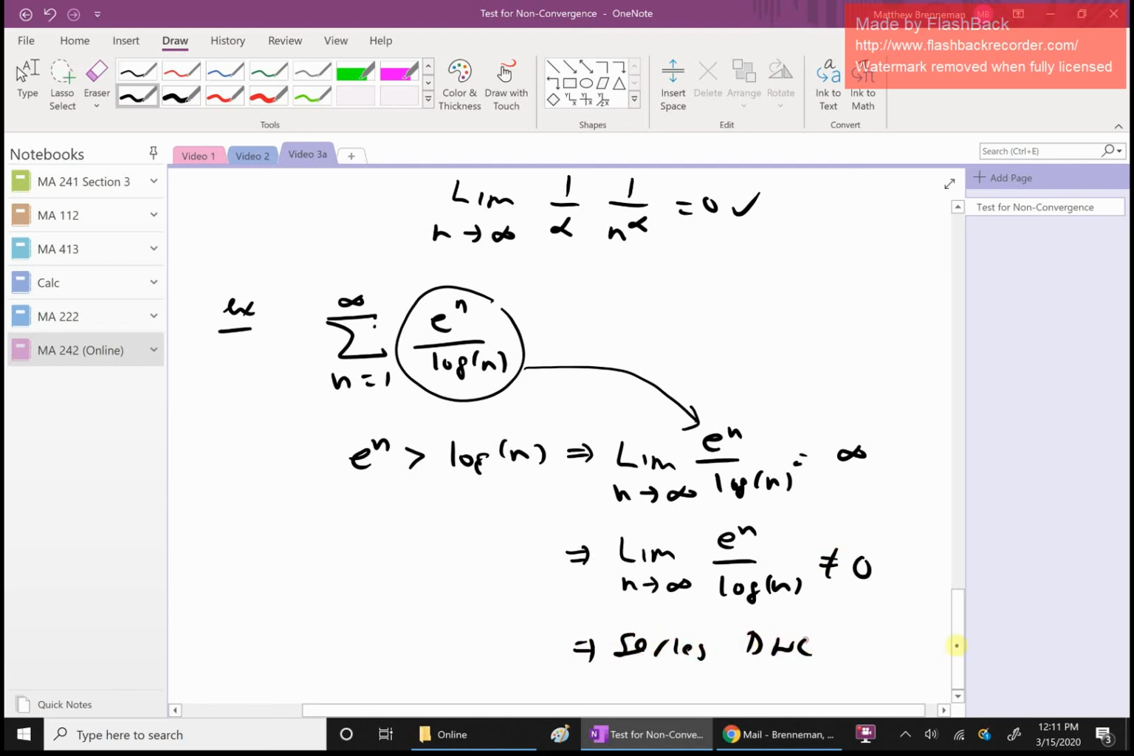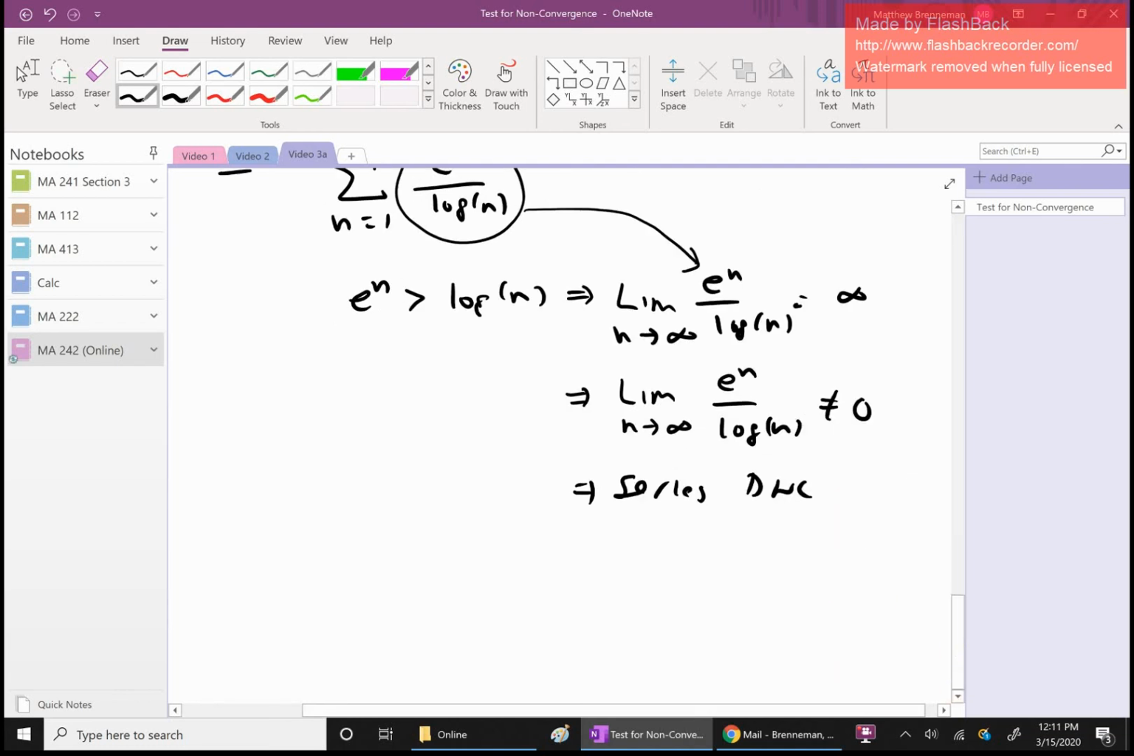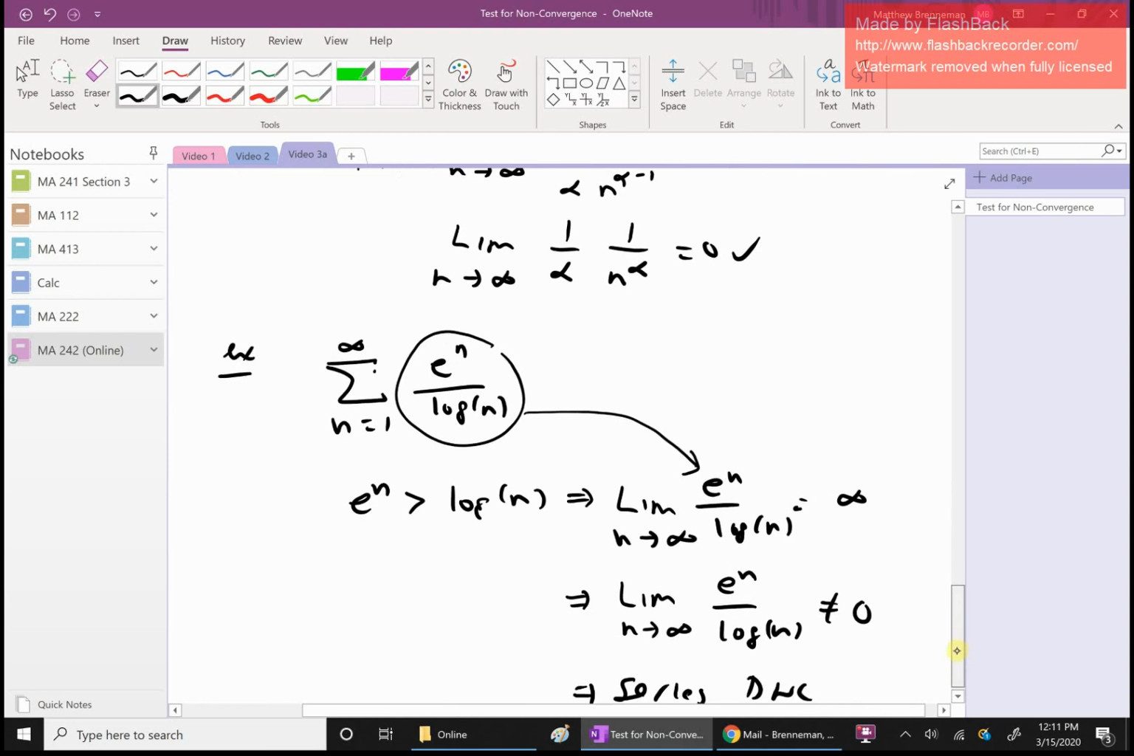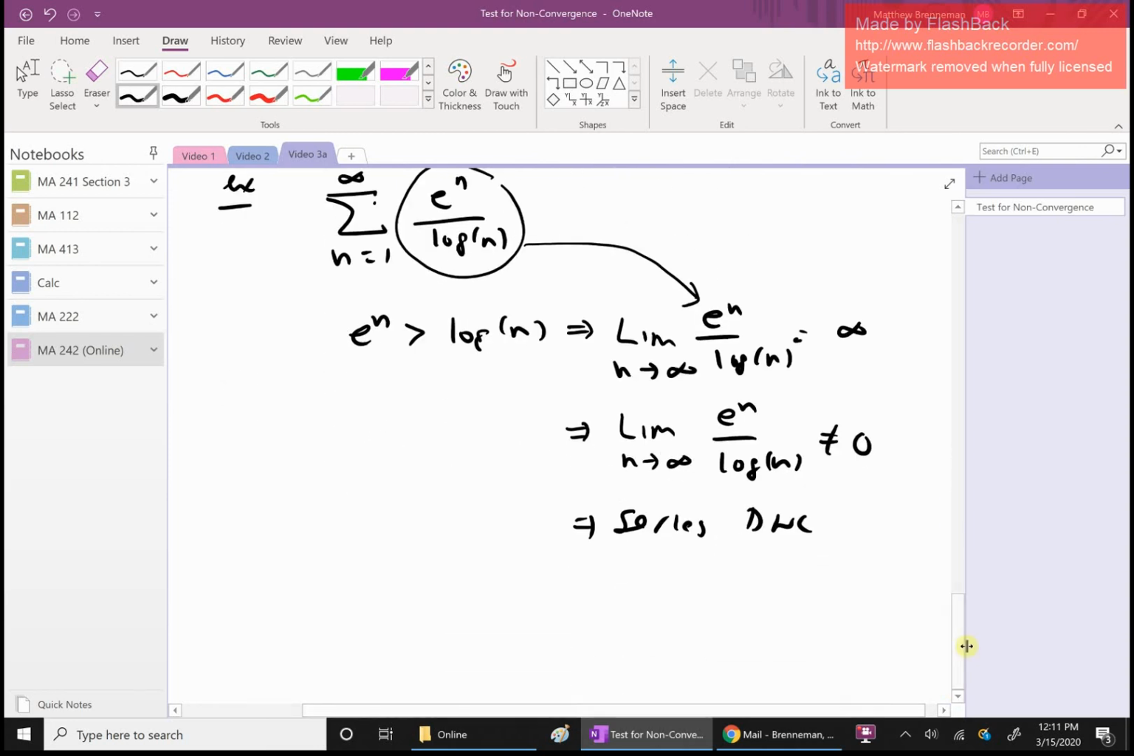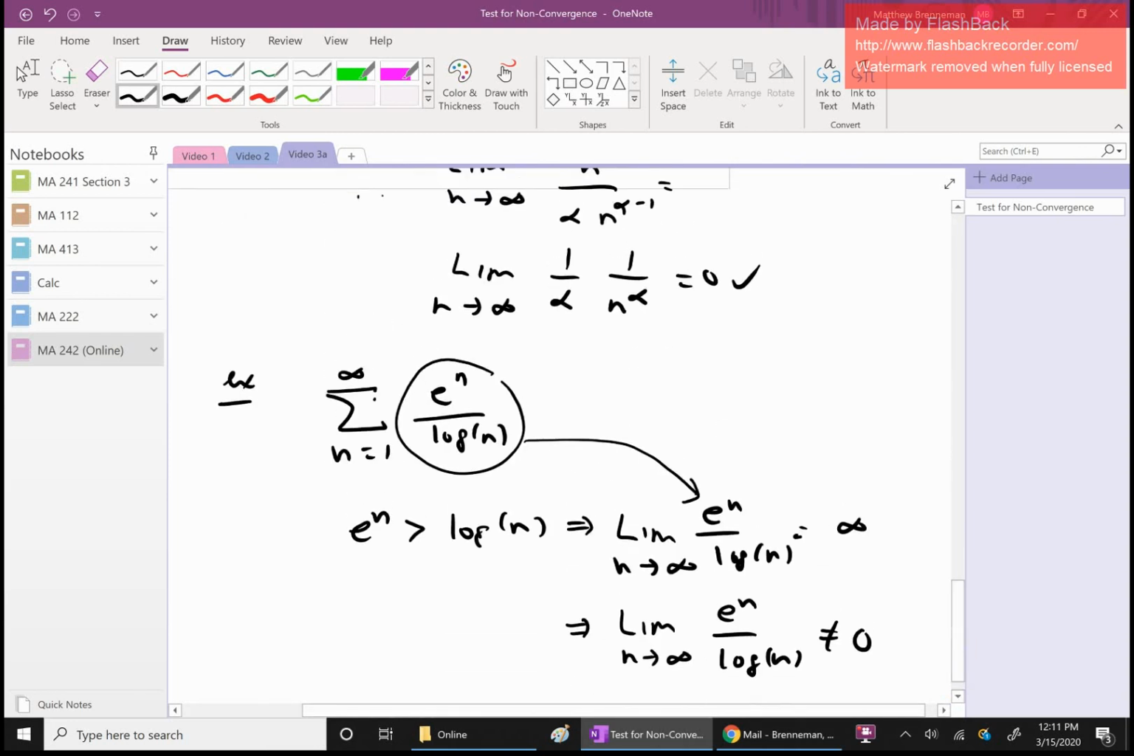Okay. So this is how the logic works here, okay? And we're going to see this more and more as we go along, but always try this test first, okay? It really comes in handy.